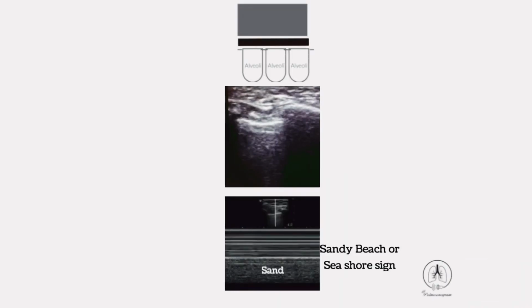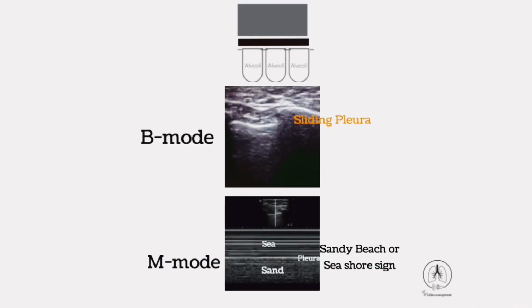Imagine the first box as skin and subcutaneous tissue and the second one as pleura. Beyond that, if there is normal lung, you can only see sliding pleura and A lines. In M mode, you can see the portion above the pleura is not moving and is represented by horizontal straight lines. The portion below the pleura is represented by a grainy appearance because of normal lung movements. This is called sandy beach appearance.